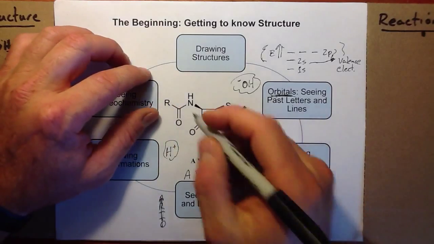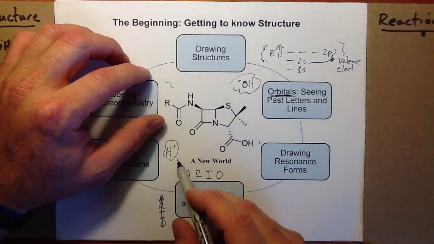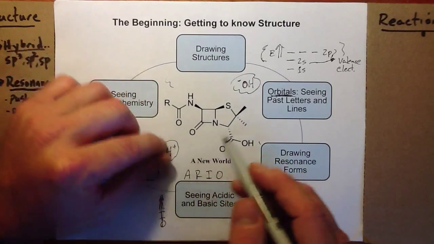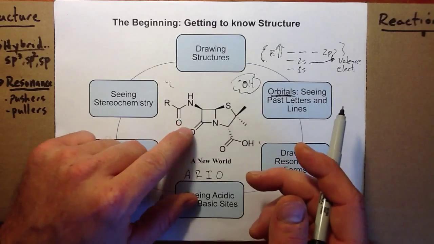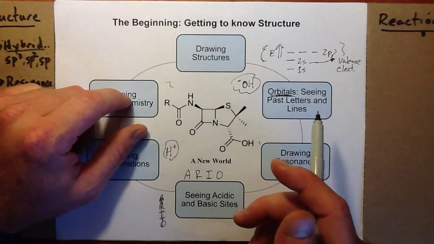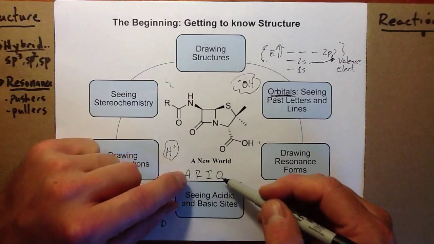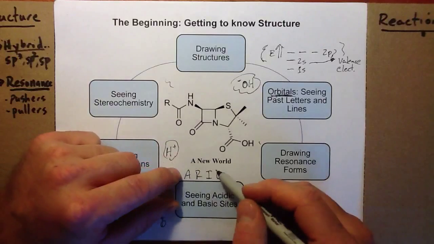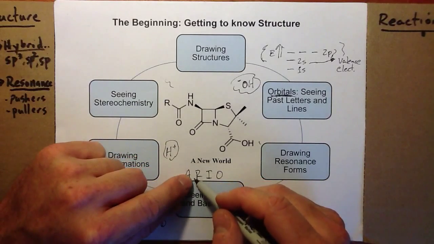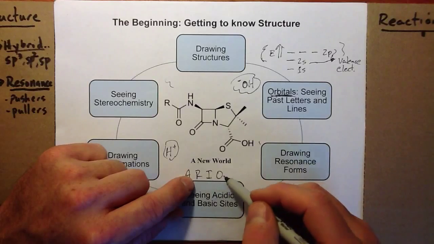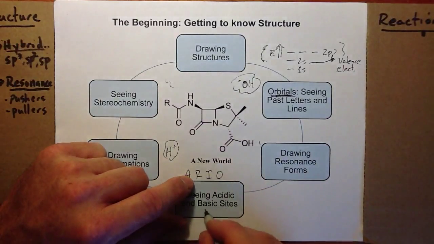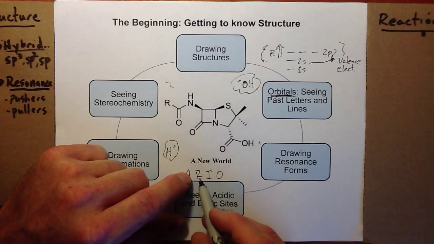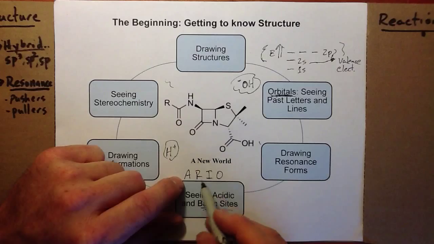But what if we changed the day? What if we considered penicillin not giving up a proton, but taking a proton? Where would this proton bind? Where would be the most basic site? We still come back to ARIO, but we use it in a different way. Orbital kind of shifts up, say AORI. It shifts up to this position between A and R. It becomes more important. So we're going into basicity. We're going to still consider atom, orbital, resonance effect, and inductive effect, but we're going to change the order.